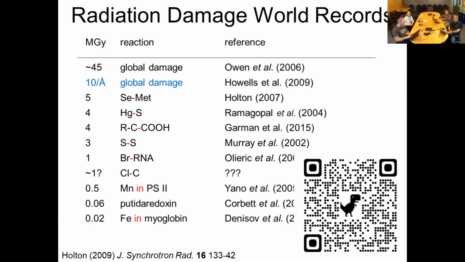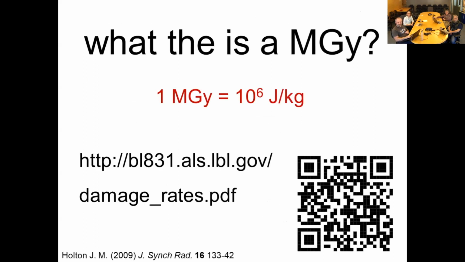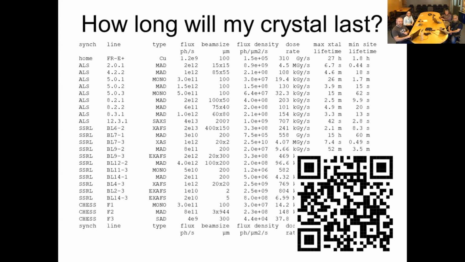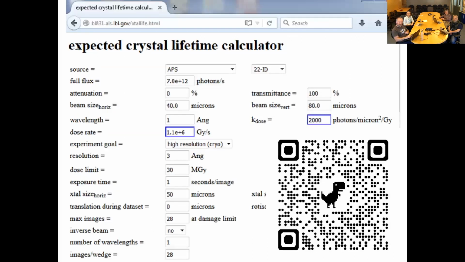At this point, you might be wondering, what's this megagray thing? It turns out that's the international standard for dose, which is in joules per kilogram. And we have assembled a document, which is linked to that QR code there, which lists the flux of every beamline in the world, including the one you're used to using. And it will also tell you how long crystals will live and how long your chemistry will take to transform your active site. We've also distilled this down into a couple of web calculators. This is being slow to update here.